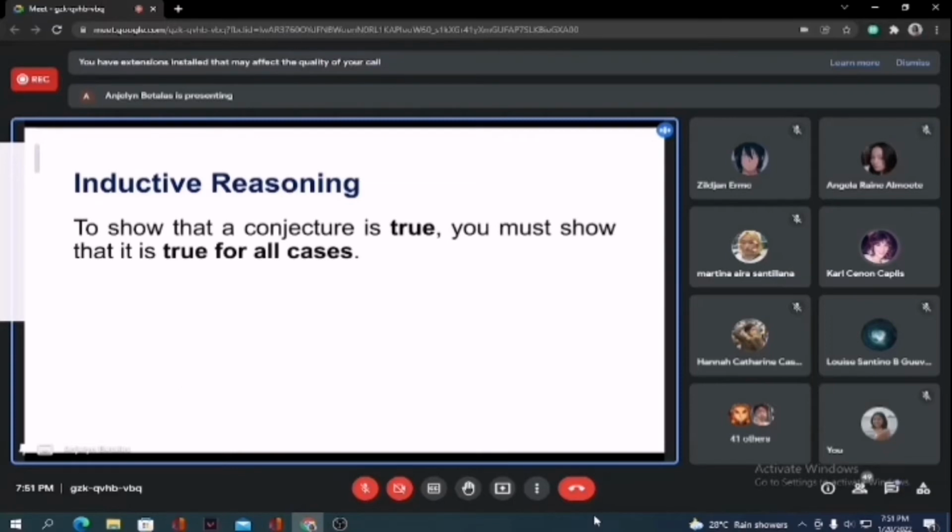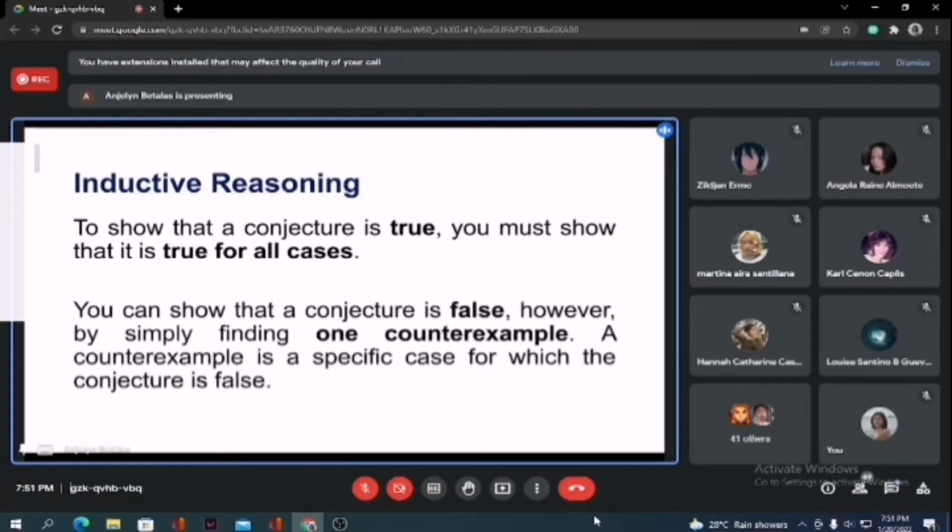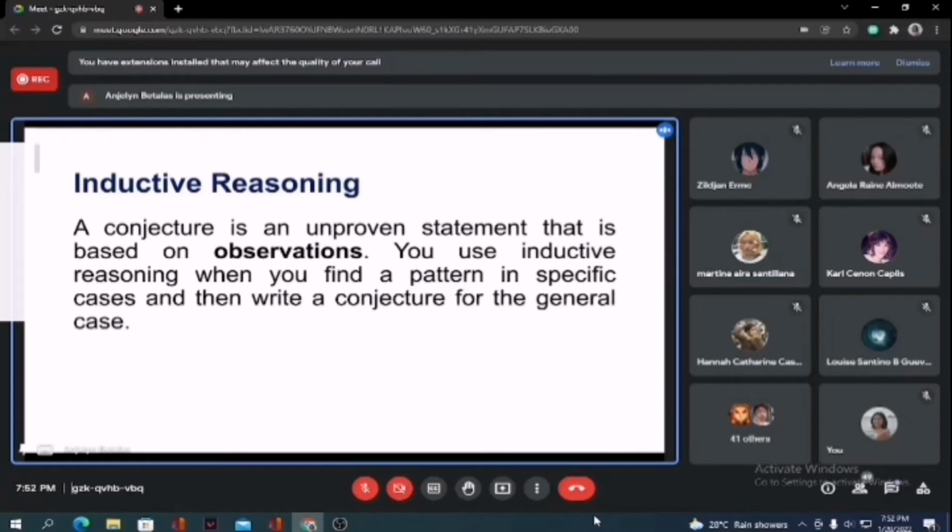To show that the conjecture is true, you must show that it is true for all cases. You can show that the conjecture is false by simply finding one counterexample. A counterexample is a specific case for which a conjecture is false. So, again, let's go back to this.